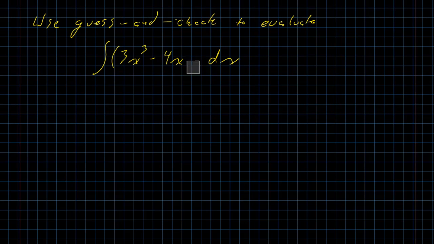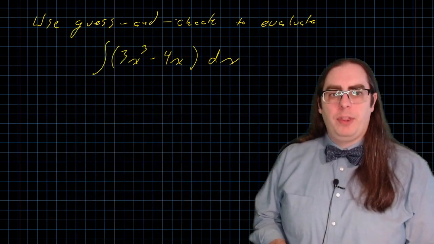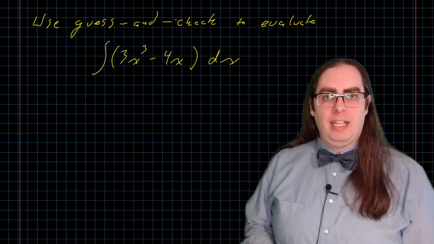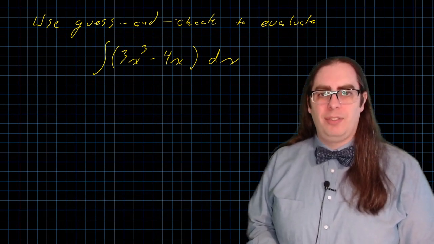Sorry, I wrote down the wrong problem as I was writing that down. Use a guess and check to evaluate the integral of 3x cubed minus 4x dx. All right, take a few minutes, play around with the fundamental theorem, play around with this idea of antiderivatives, see what you get there, and I'll see you in the next video.